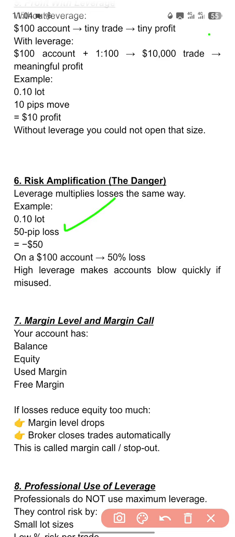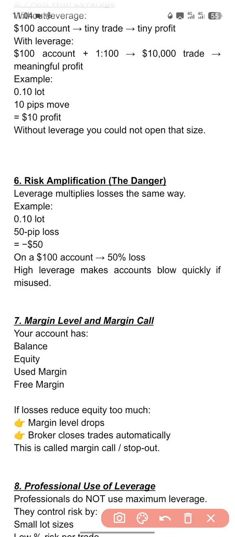Now on a $100 account, that is a 50% loss. Now in trading, percentages are very important. We'll treat it subsequently in this lesson. Now, high leverage makes an account blow quickly if misused. If you have high leverage on your account and you don't use it well, it can easily blow out your account. That means that your account can easily trigger a margin call.